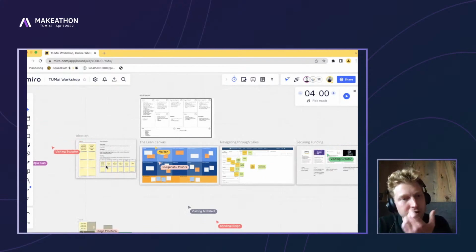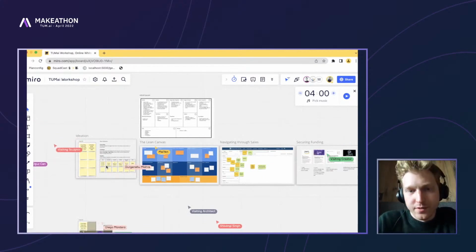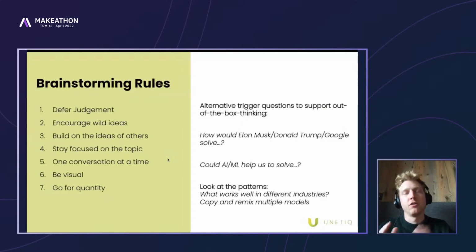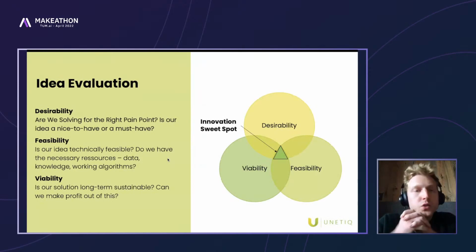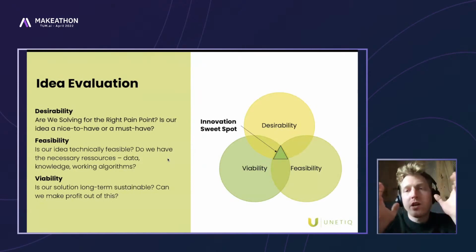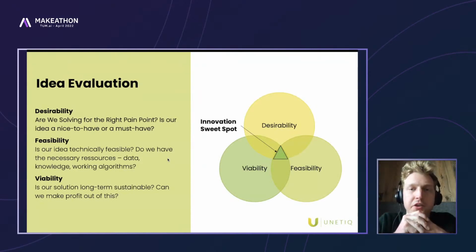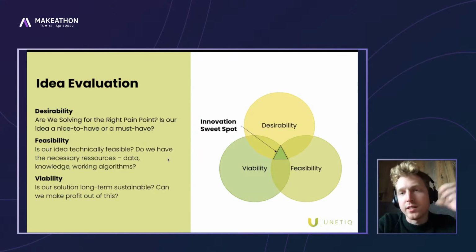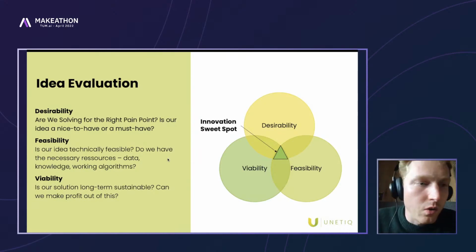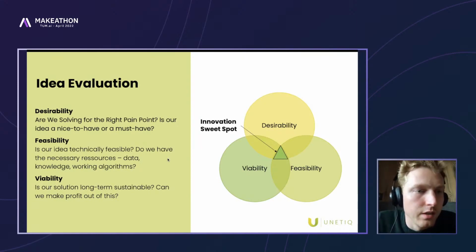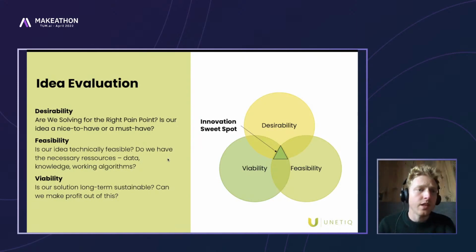So now that you have a lot of ideas, it's time to evaluate them and pick the best ideas. So how do we do this? There are three dimensions that make a good idea, I would say. And the innovation sweet spot is the one between desirability, feasibility, and viability. So what do these individual dimensions mean?